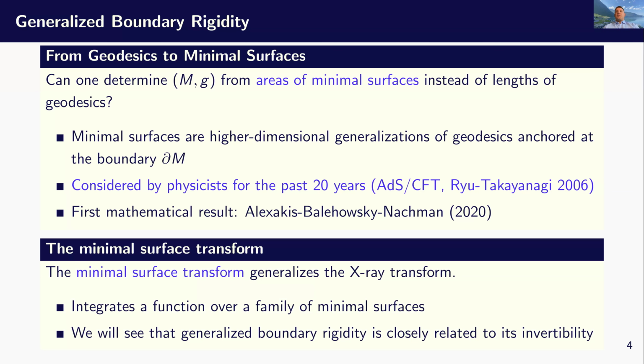The minimal surface transformation generalizes the X-ray transformation. It integrates a function over a family of minimal surfaces instead of integrating a function over geodesics. And similar to the classical boundary rigidity, we will see that the generalized boundary rigidity is closely related to the invertibility of the minimal surface transform.